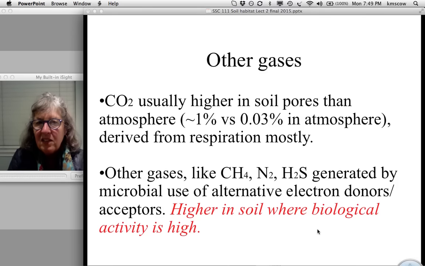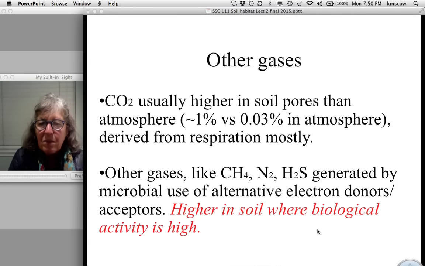Other gases in the soil are going to include CO2, and that's usually going to be higher in the soil pores than in the atmosphere because of all this biological activity in soil. So you might see more on the order of 1% compared to 0.03% in the atmosphere, because microbes and plant roots are utilizing carbon in the soil and generating CO2. Again, how fast that CO2 leaves is going to be a function of the soil texture.